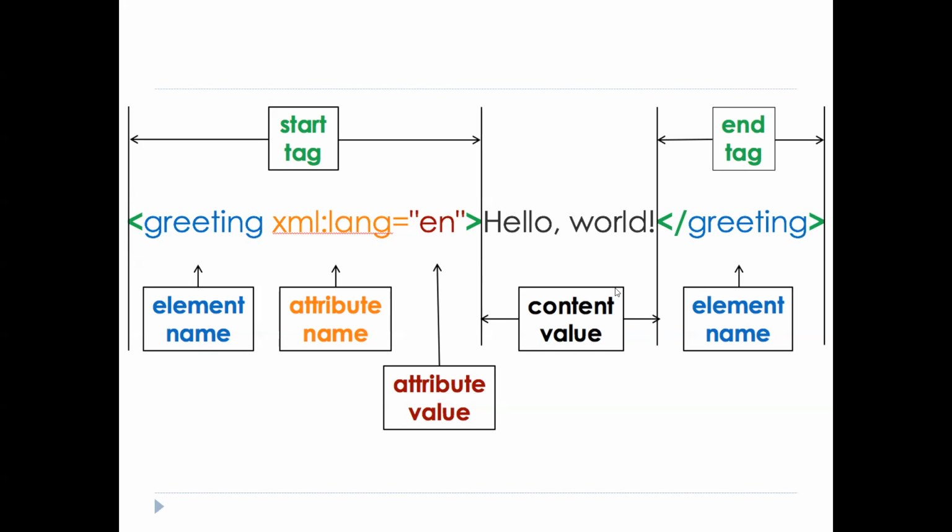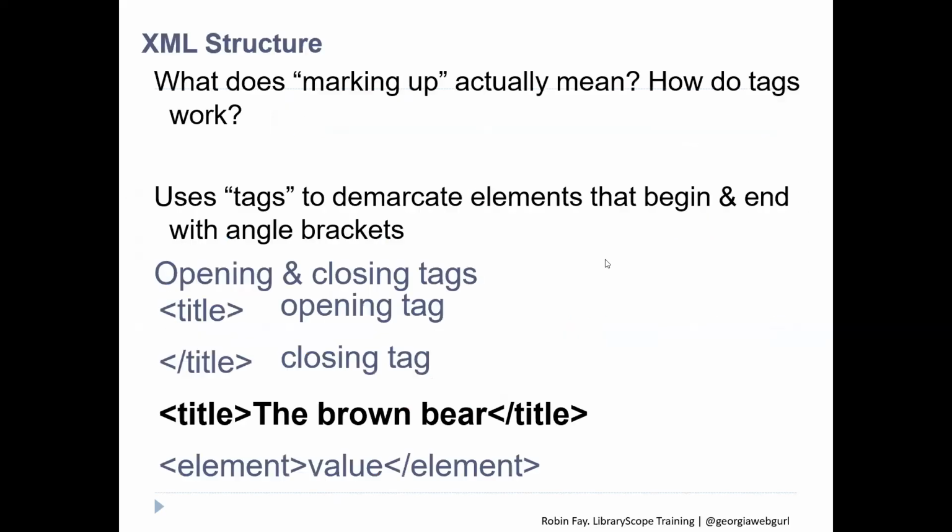So unlike MARC or some other types of metadata, when we have things that are in XML format, we have to have the field starts and the field ends. So it does make it much clearer to systems in terms of how information is presented and where field information starts and ends.